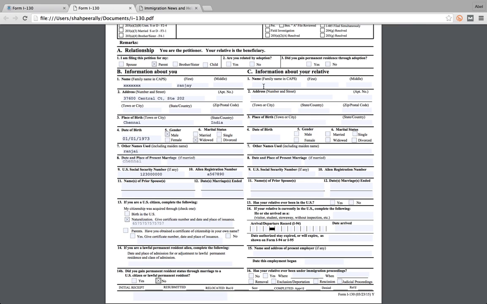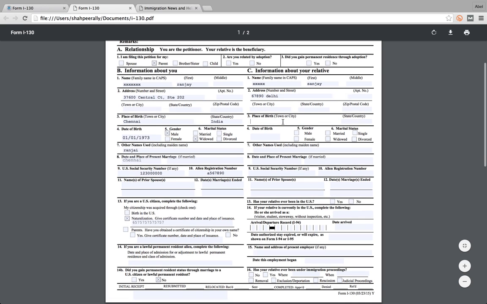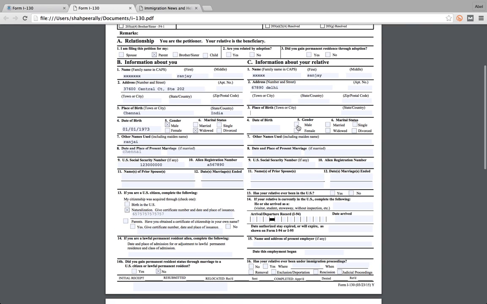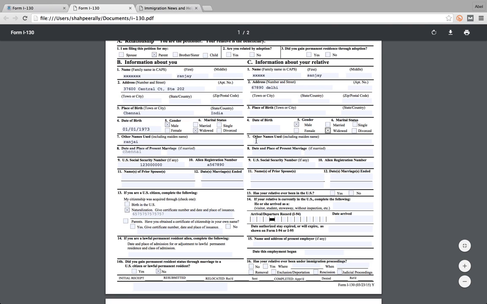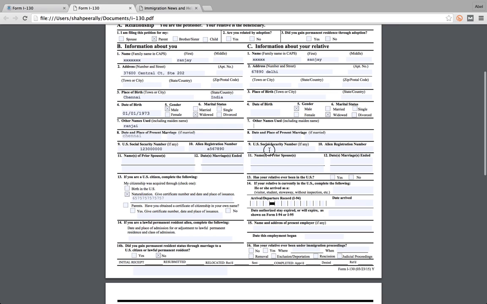So now, information about the parent you're petitioning for. For example, let's say here XXX, and then first name Sanjay, and address you can put 678 Delhi or something. You can put the address which is there. And place of birth, of course, you have to mention. Date of birth, gender: if you're filing for your father, male, and whether he's still married or divorced or widowed, you can put it here. Other names used, you need to do the same thing that you're doing here. If he has used different names or there were mistakes. And of course he probably will not have a social security number at this point, and it keeps going on.